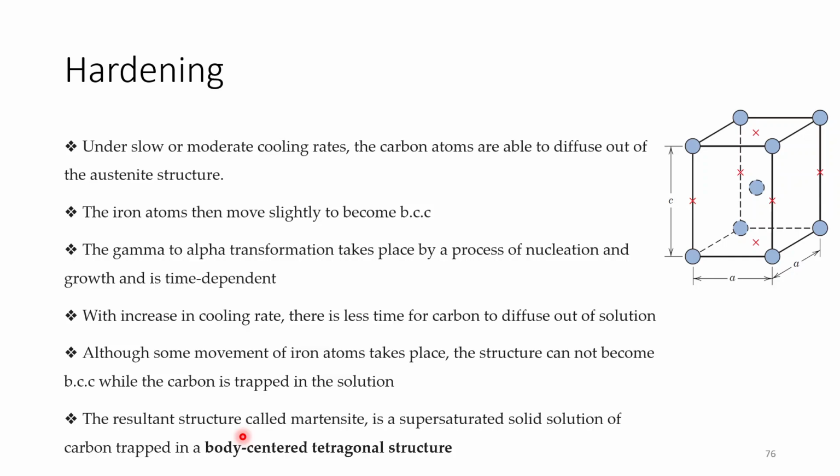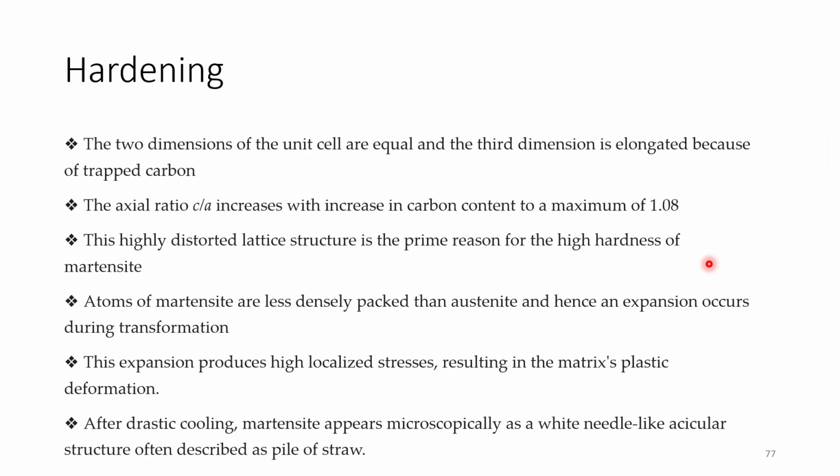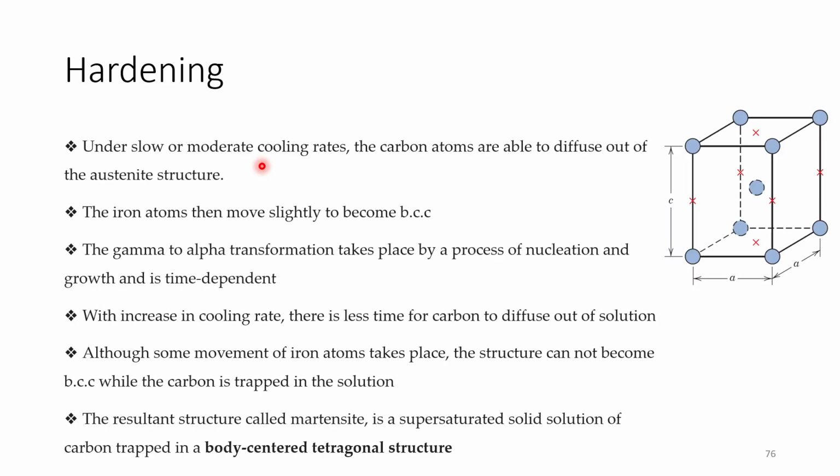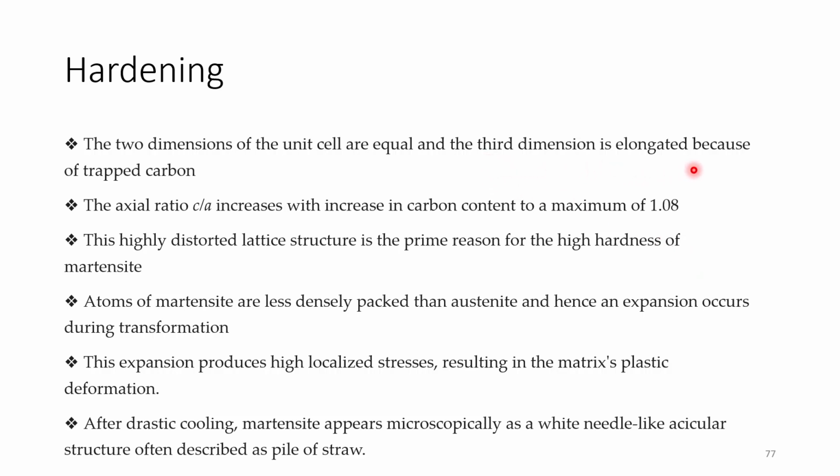The resultant structure is called martensite, which is a supersaturated solid solution of carbon trapped in a body-centered tetragonal structure. So this is a BCT type of structure having a C/A ratio. Here the two dimensions of the unit cell are equal, A and B are equal, and C is different. The third dimension is elongated because of trapped carbon. The axial ratio C/A increases with increase in carbon content to a maximum of 1.08.